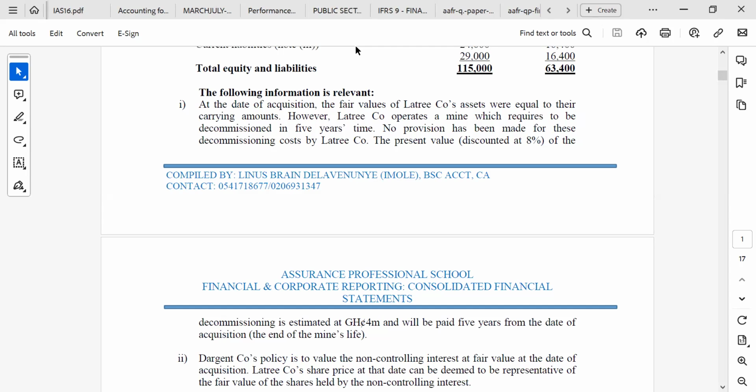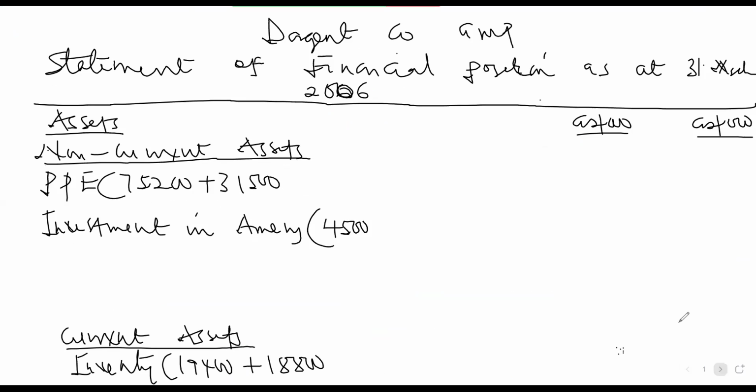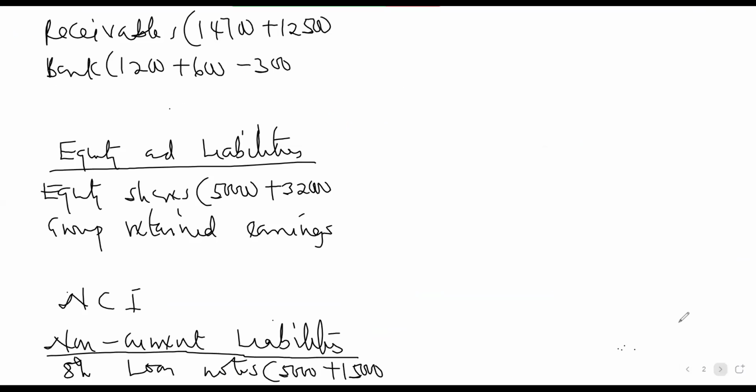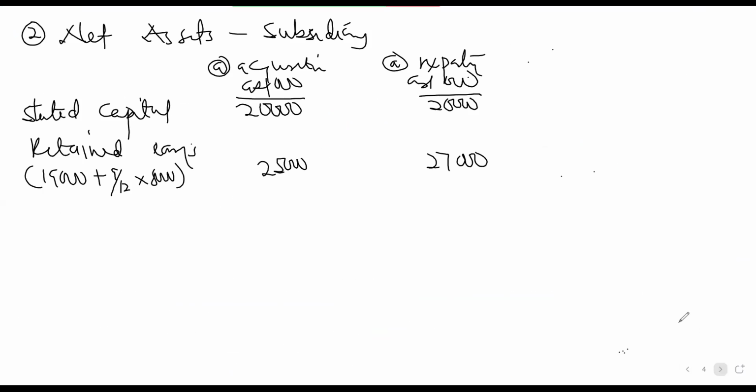Okay, and what would be the corresponding credit entry? Okay, you create a provision. You are going to be creating a provision and adding the value to the asset. This is not going to have any effect on the net asset because the asset will be increasing and the liability will also be increasing. The 4 million will be added to the mine, or you can add it to the PPE. There's no problem, because it's an asset that you are going to be decommissioning. So that will be added to PPE.